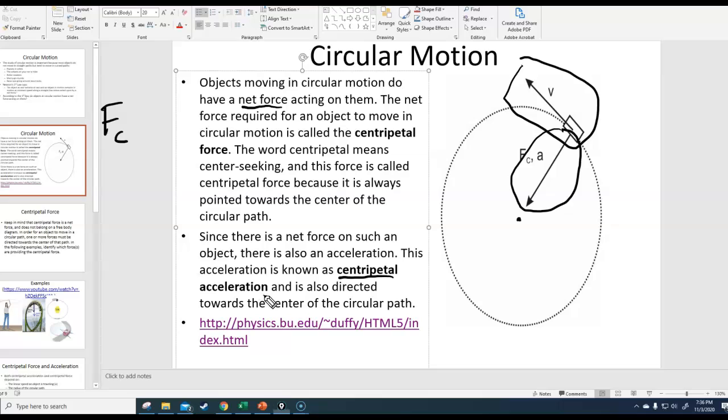And it has that name because it is also always directed towards the center of the circular path, as you can see here in this diagram to the right. Okay, notice how the acceleration is always pointing towards the center. And so this A, you could also put AC for centripetal acceleration. Okay, so both the centripetal force and the centripetal acceleration always point towards the center of the circle for an object moving in circular motion.